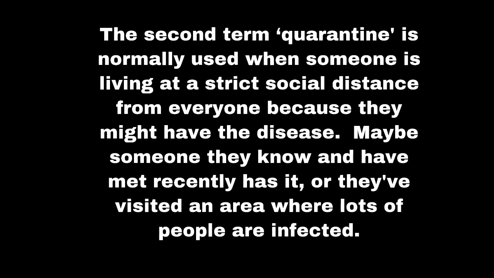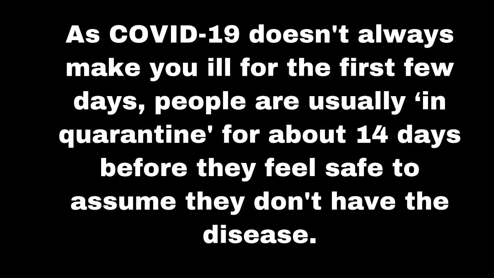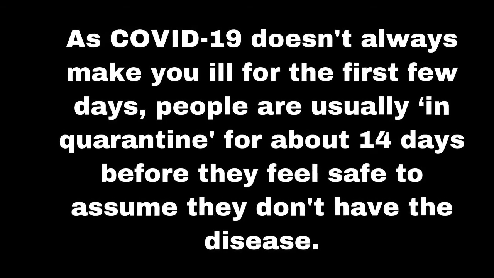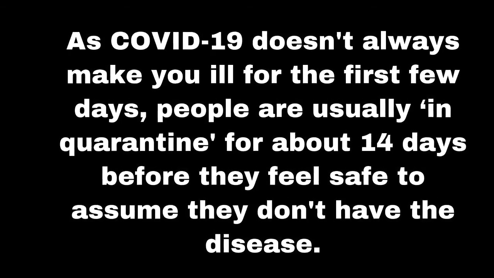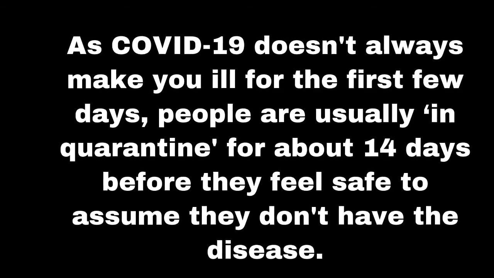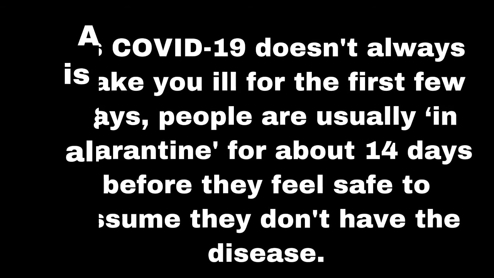The second term, quarantine, is normally used when someone is living at a strict social distance from everyone because they might have the disease. Maybe someone they know and have met recently has it, or they've visited an area where lots of people are infected. As COVID-19 doesn't always make you ill for the first few days, people are usually in quarantine for about 14 days before they feel safe to assume they don't have the disease.